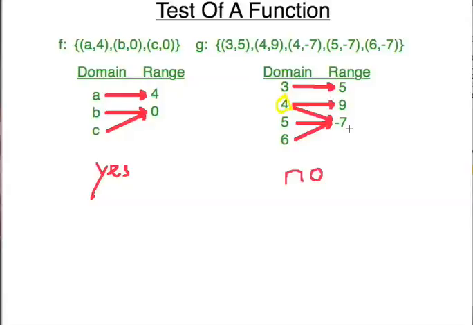Now it's okay that this -7 is paired up with 3 different domain values. We don't have to worry about the range values being paired up with more than one value from the domain. What makes the difference is when there's a domain value that's being paired up with more than one range value. So it's not a function simply because of number 4 here trying to be paired up with more than one range value. Now let's look at some graphs.